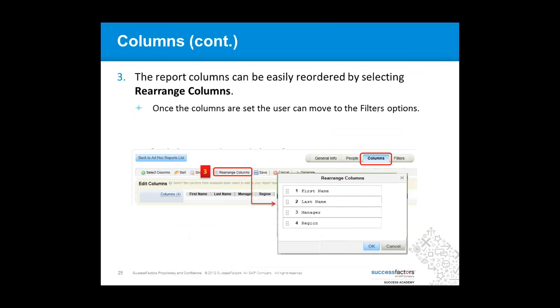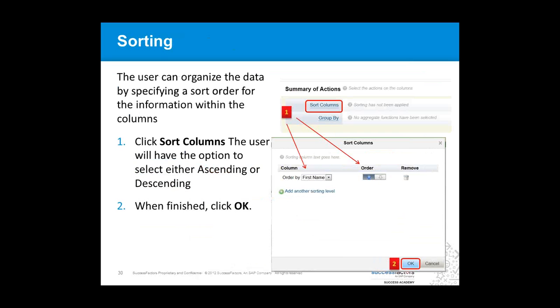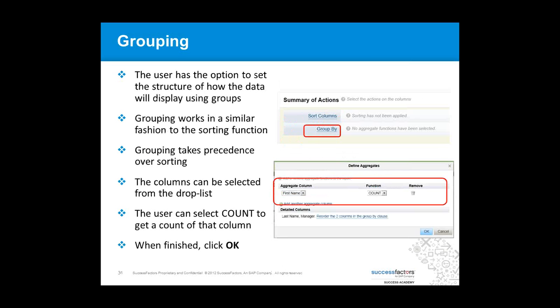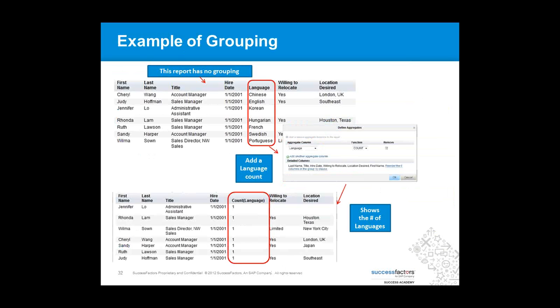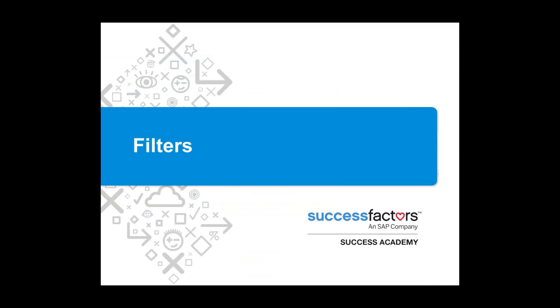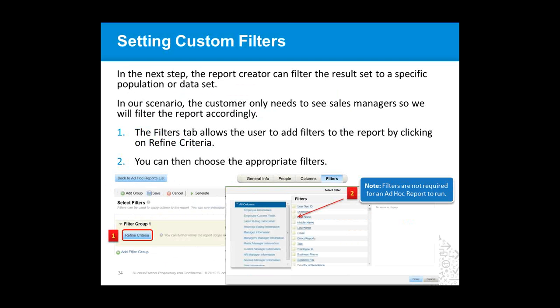You can rearrange the columns as well, and you can sort the columns if you want to, and you can group them as well. You can group them depending on the language, or you can have any other grouping if you choose to. For the filters, you can set custom filters as well, for any specific population or data set you want to generate the report on.